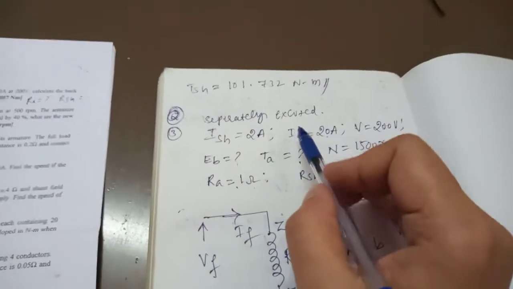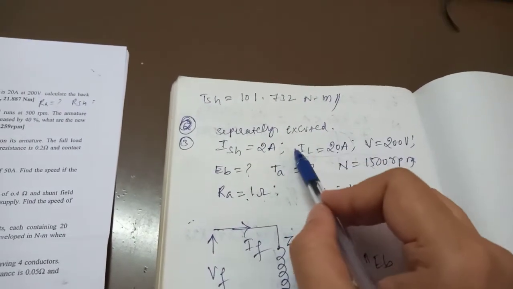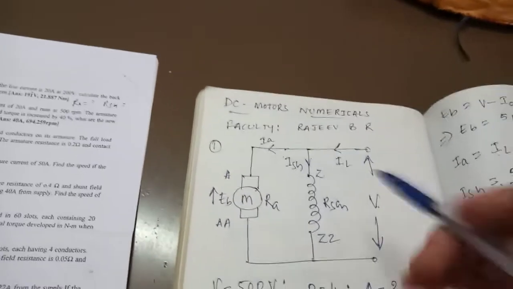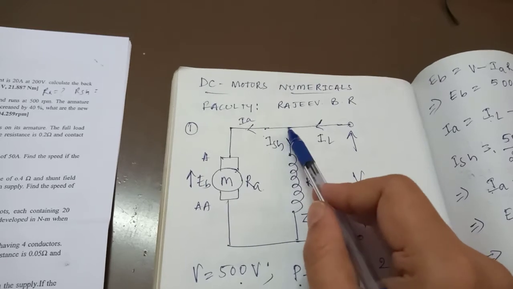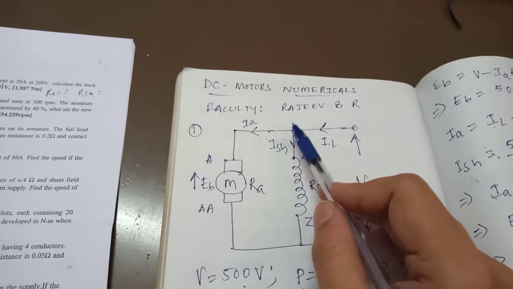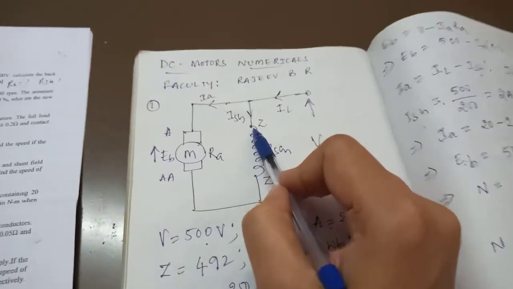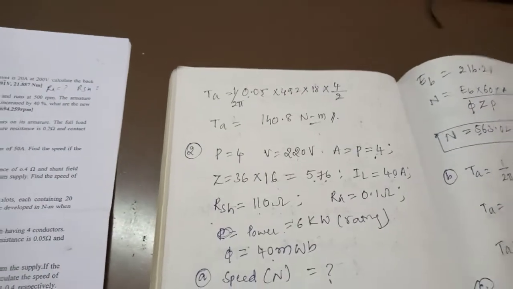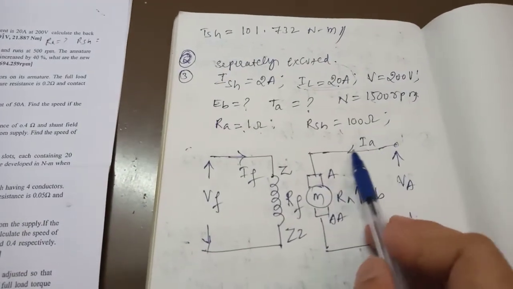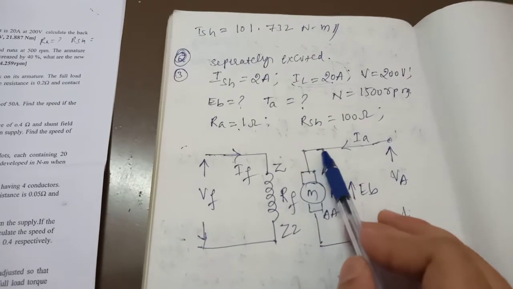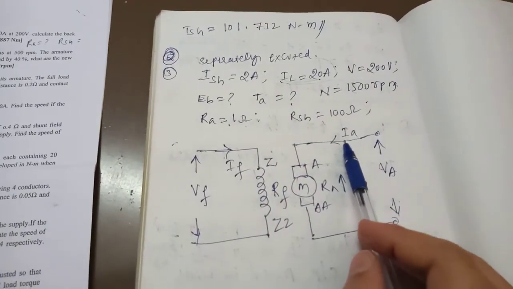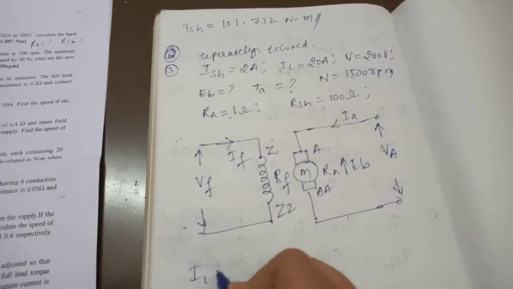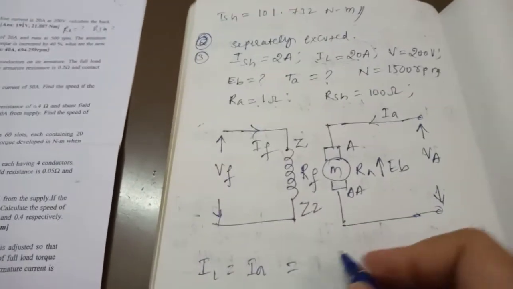So if you take this, IL is equal to 20 amps they have given, the line current. In case of a shunt motor, IL equal to 20 amps flows here and it divides at this node. Part of the current will go to the armature and part of the current will go to the shunt field winding. But here it will not happen like this in separately excited. The line current itself is the armature current. So IL is equal to IA is equal to 20 amps.